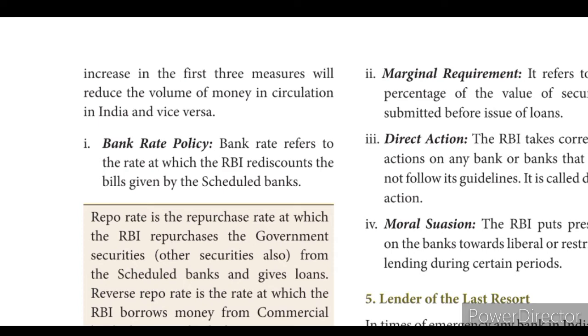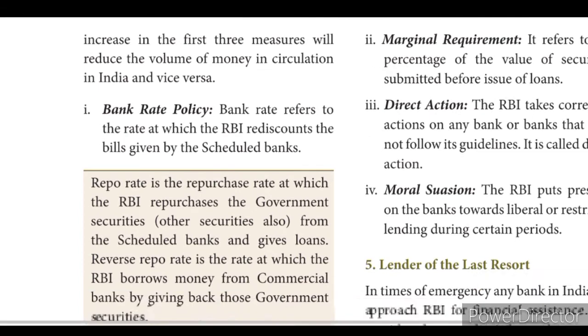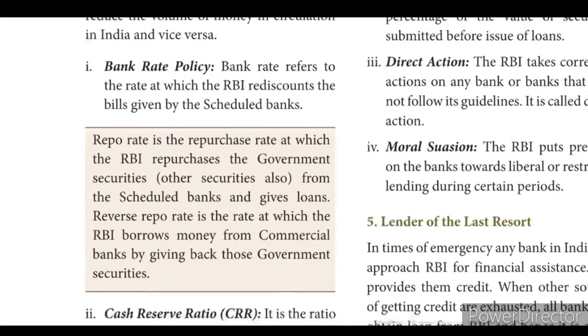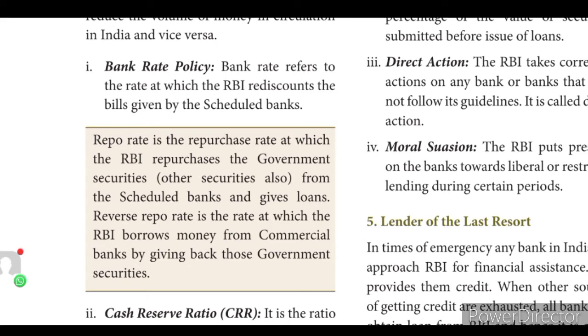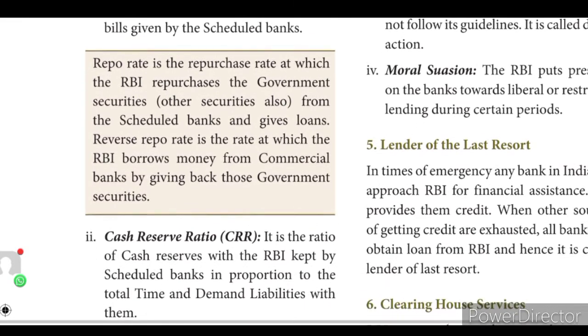Bank rate refers to the rate at which the RBI rediscounts the bills given by the scheduled banks. So they will just give discounts. When there is a discount for the bill that will be rediscounted, they will take out the discounts, and so they have to pay more money to the bank. Because of this, they need to pay more and the money will go less in the hands of the people. That is the first one.